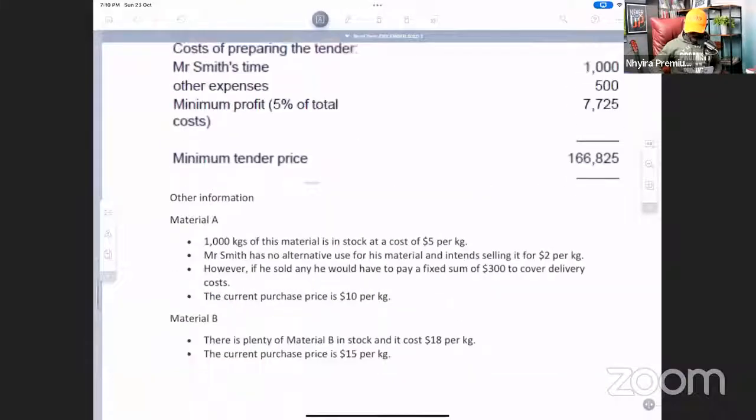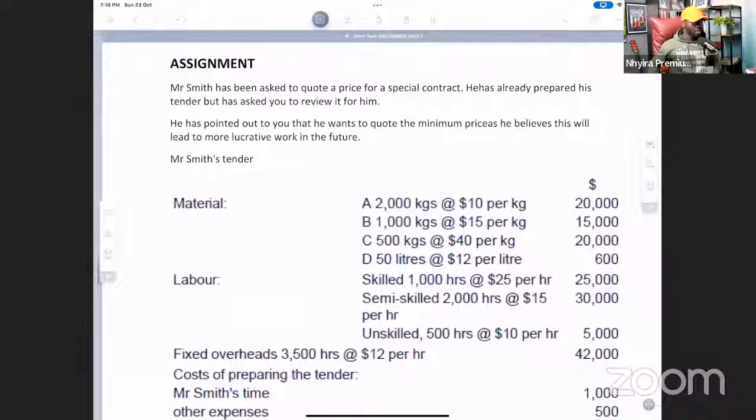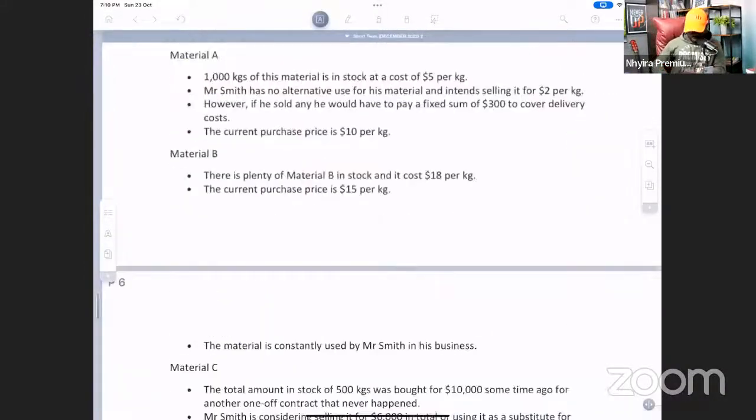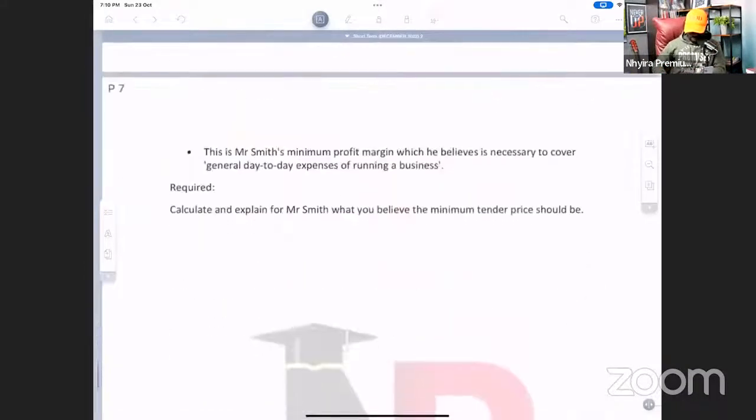Mr. Smith. The requirement of the question is pretty simple. Let's see what we have here. It says, calculate and explain to Mr. Smith what you believe the minimum tender price should be.